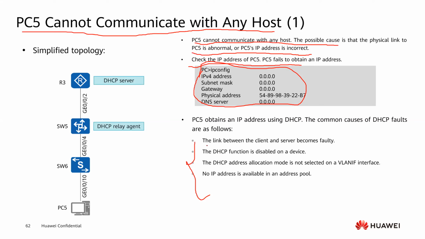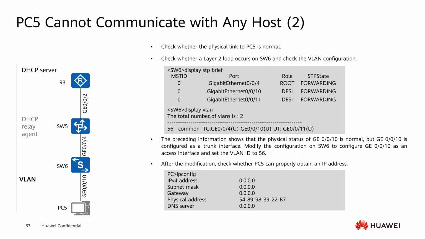So why can't PC5 get an IP address? List the reasons. The link between the client and the server becomes faulty, or the DHCP function is disabled on our device. Maybe the DHCP address, or no IP address is available in the address pool. So we check whether the physical link to PC5 is normal. Then we check whether a layer 2 loop occurs on SW6. Nothing wrong.